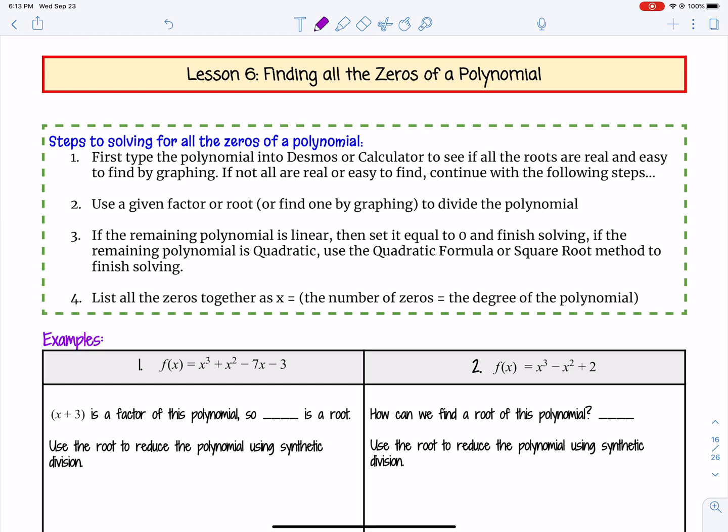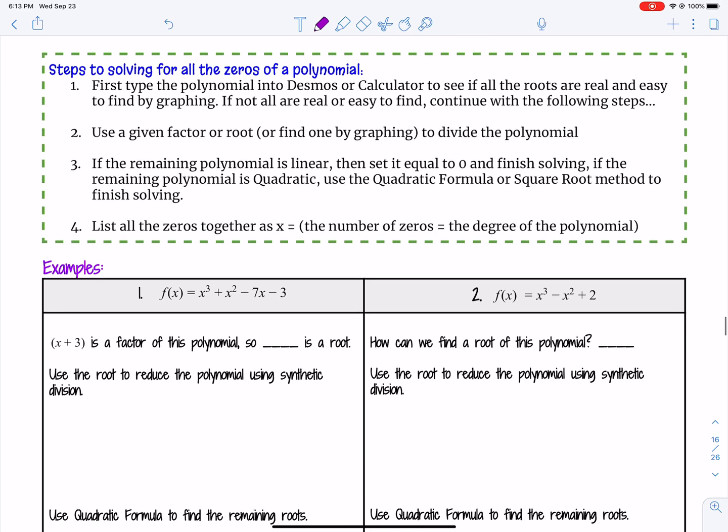Now, if it's not one where you can find all of your roots just by checking the graph, we need other methods. So we need to use a given factor or root, which was listed as step 2. We're going to use that to divide the polynomial using synthetic division. If the remaining polynomial is linear, we set it equal to 0 and finish solving. If it's quadratic, we use the quadratic formula or square root method to finish solving. Then we list all of our zeros together and make sure we have the right number of zeros at the end.